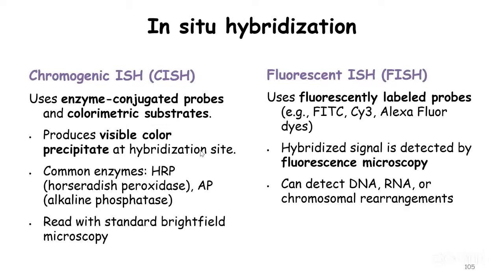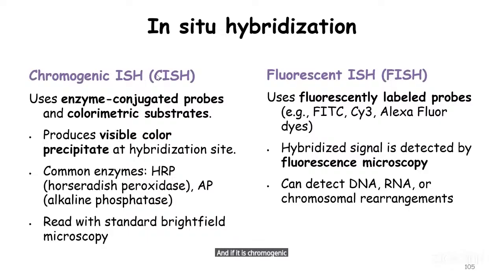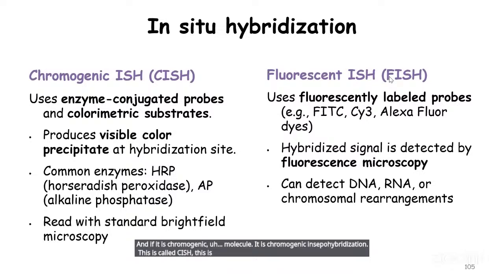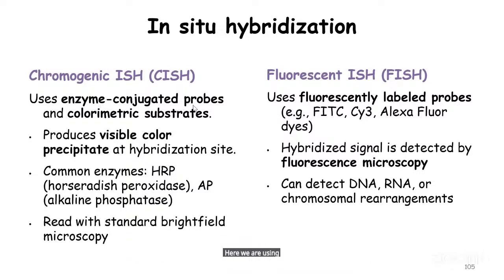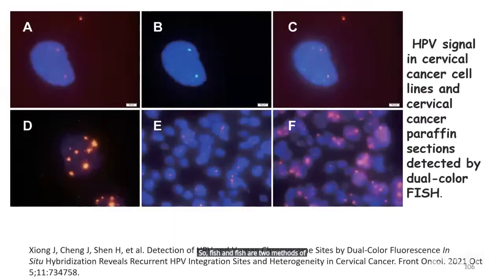Here also, on the basis of your detection molecule, reporter molecule, if it is a fluorescent molecule, this is fluorescent in situ hybridization. And if it is a chromogenic molecule, it is chromogenic in situ hybridization. This is called CISH, this is called FISH. Here we are using enzyme conjugated probe and colorimetric substance, just like we have seen before. Here we are using fluorescent molecule labeled probes. So FISH and CISH are two methods of in situ hybridization.